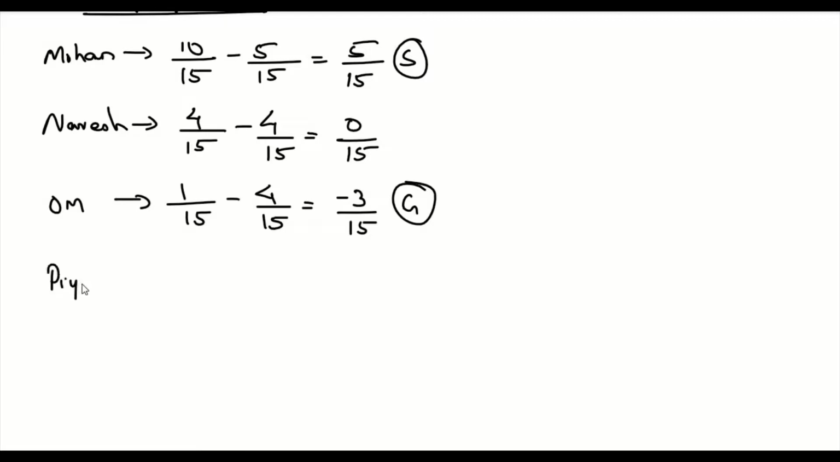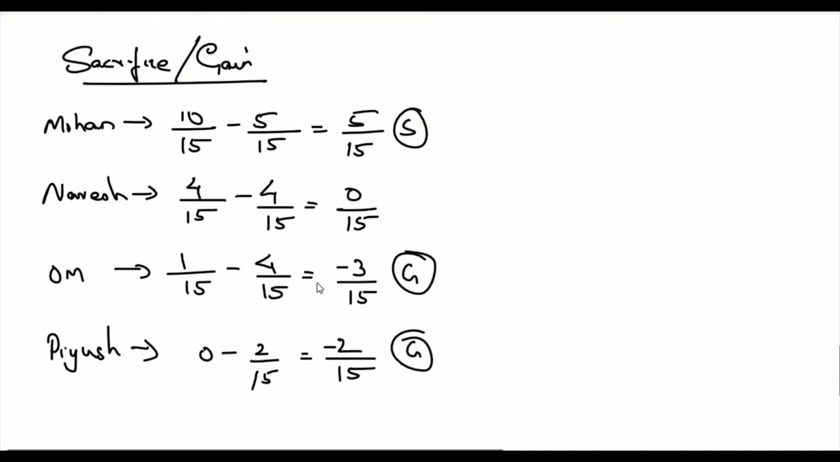Then we have Piyush, the new partner. His share is given in the question. It is equal to 2 by 15. So here also he is gaining from this. It's 0 minus 2 by 15. So it's basically minus 2 by 15. He is also gaining from this.